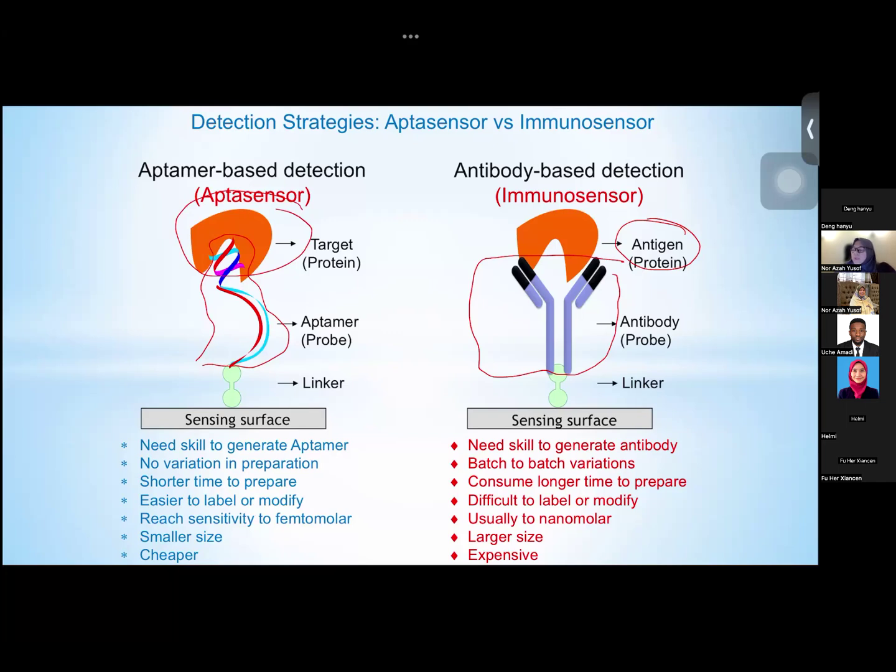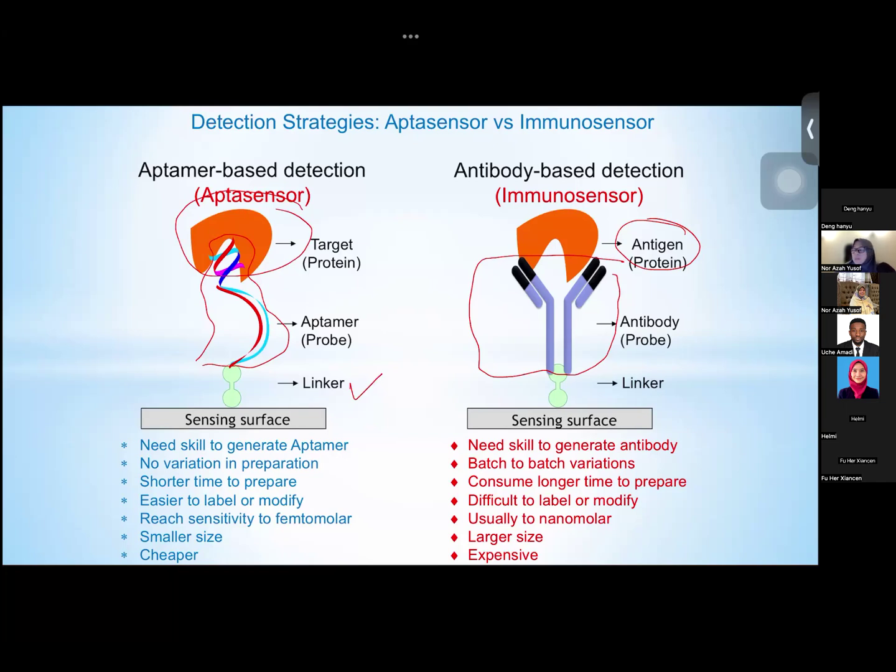And the good thing is, it is based on chemical, it can be chemically produced. You don't have to use animals to produce aptamer. You can, but it's easier if we can produce it in the lab, synthetically. So aptamer can be produced synthetically in the lab.